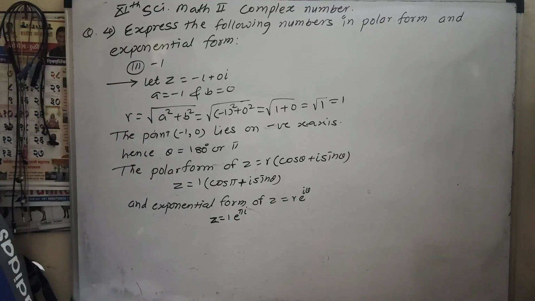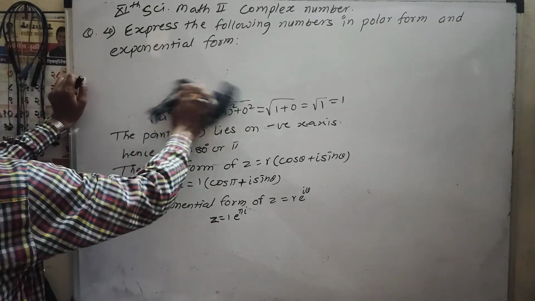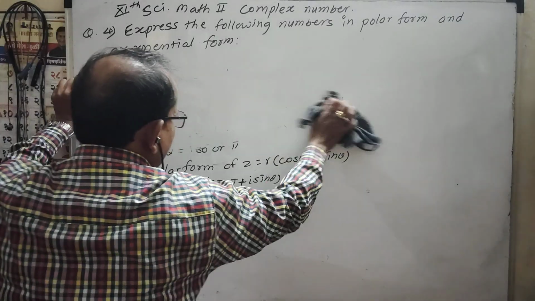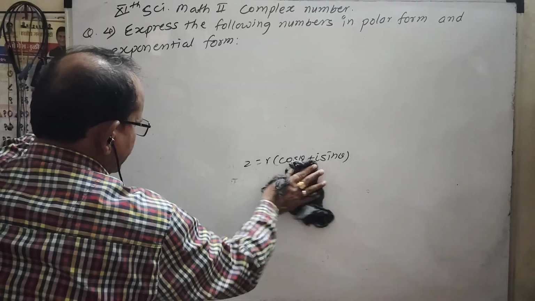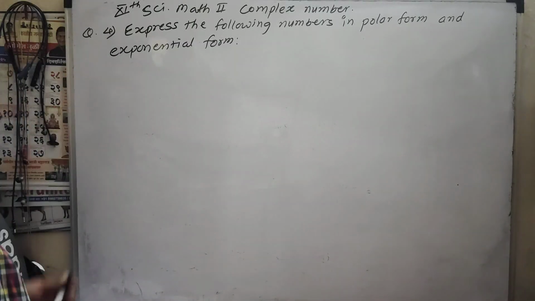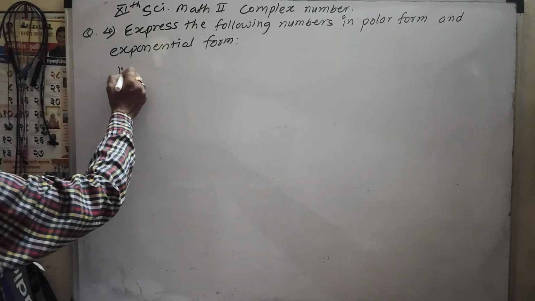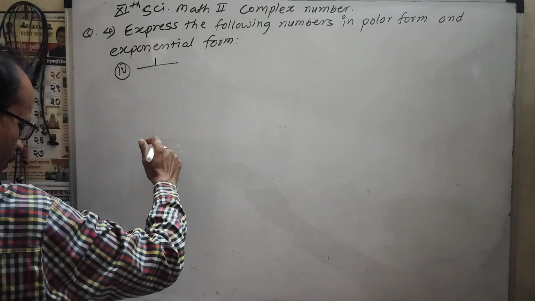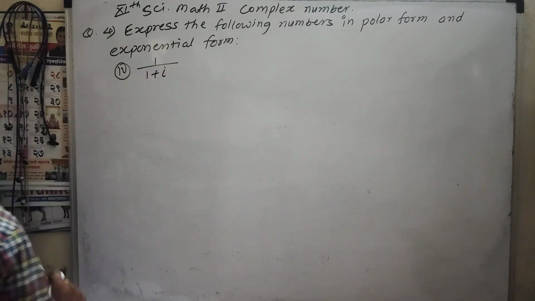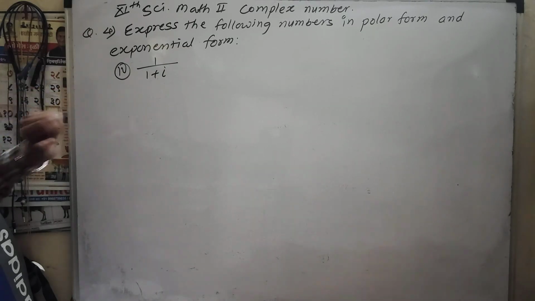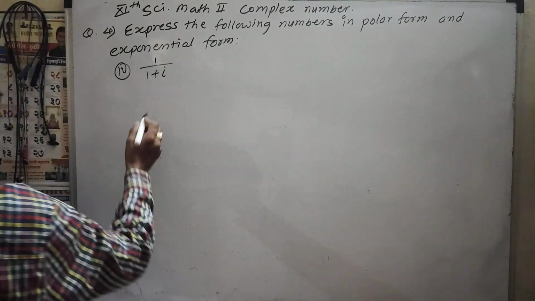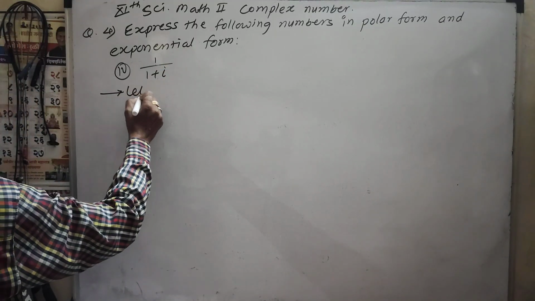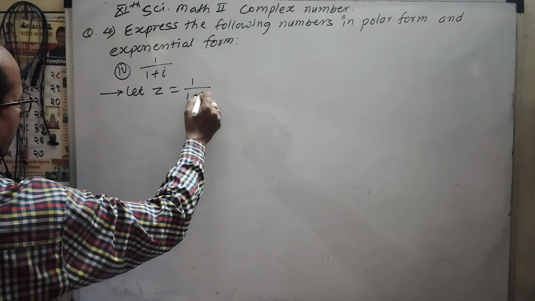Sorry, this is the third question. Now fourth question. Question number 4 is 1 upon 1 plus i. Now the numerator and denominator can be written in fractional form. Let z is equal to 1 upon 1 plus i.